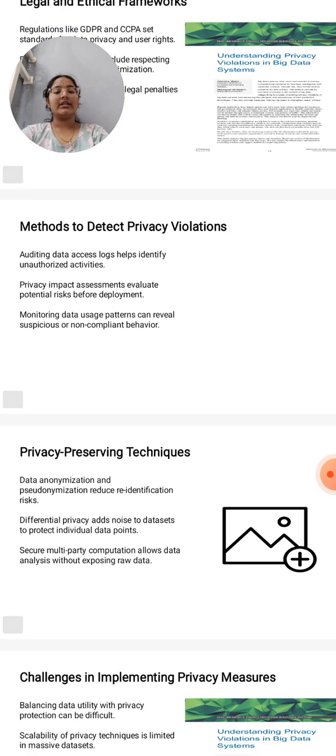Methods to detect privacy violations. There are various methods to detect privacy violations. Let's go through. Auditing data access logs helps identify unauthorized activities. Privacy impact assessments evaluate potential risks before deployment. Monitoring data usage patterns can reveal suspicious or non-compliant behavior.